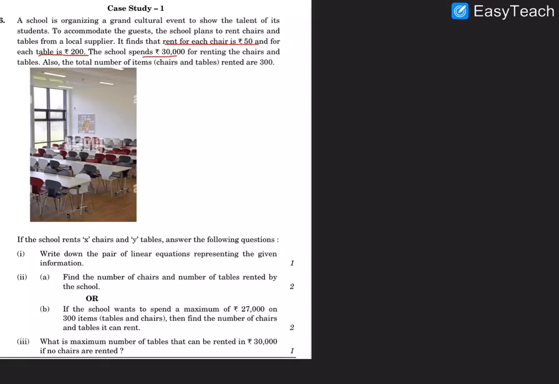The school spent a total of 30,000 for renting tables and chairs, and the number of tables and chairs which are rented is 300. So x is given for the chairs as a variable and y is given for the tables. If the school rents x chairs and y tables, answer the following. Write down the pair of linear equations representing the information.